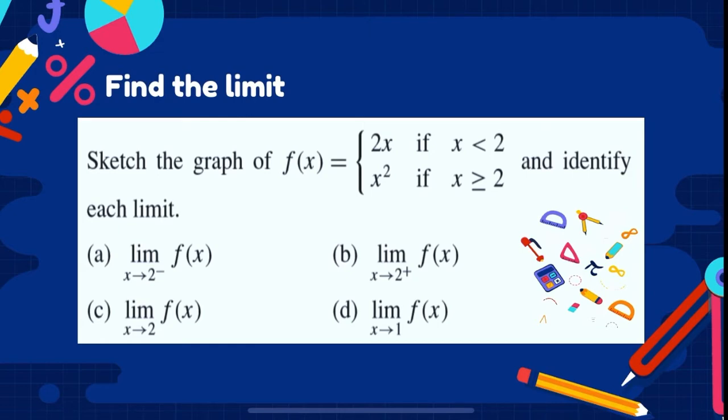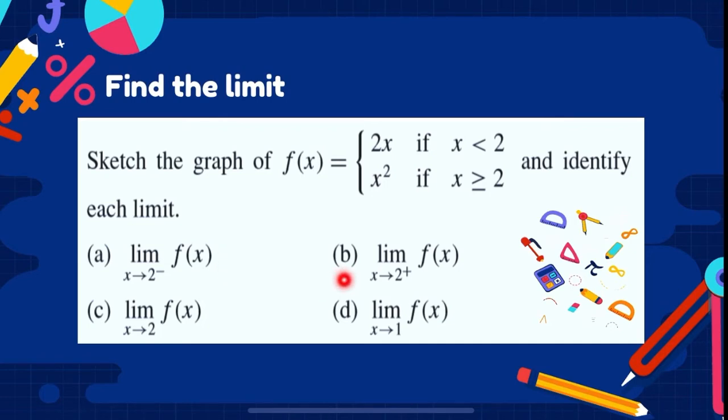So when x approaches 2 from the left side, that means x is less than 2. So when x is less than 2, f of x is equal to 2x. So we'll take this and substitute 2 in it. So 2 times 2 is 4. So here, when x approaches 2 from the left side, f of x is equal to 4.